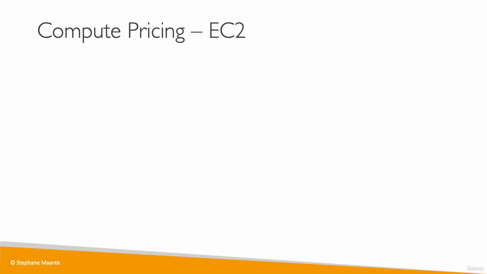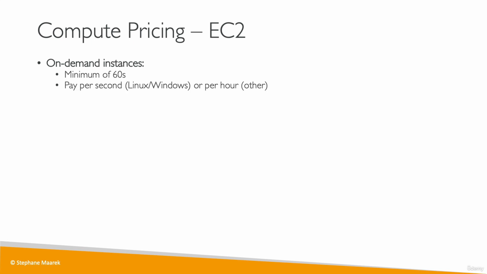So now let's talk about the different models for pricing on EC2. The first one is with on-demand instances, and you're going to have a minimum billing time of 60 seconds, and then you're going to pay per second for Linux and Windows, or per hour for your other EC2 instances.